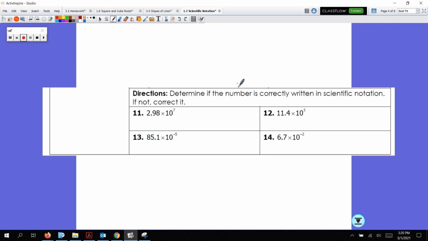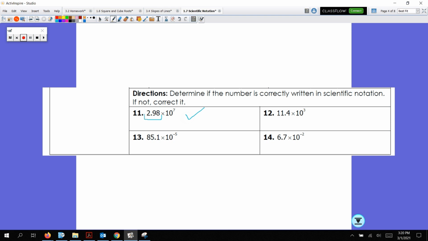All right, so now we're going to determine if the number is correctly written in scientific notation. If it is not correct, we're going to correct it. We're going to fix it, okay? First off, what I'm looking for with this first number. Is that number 2.98 bigger than 1? Yes. Well, is it smaller than 10? Yes. So this is gorgeous. We're just going to leave it, okay?